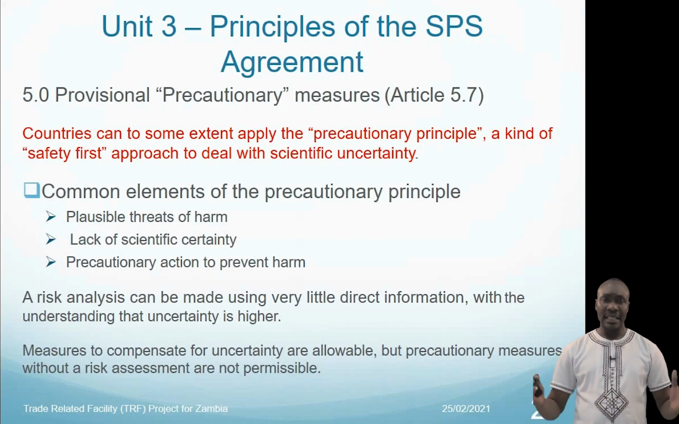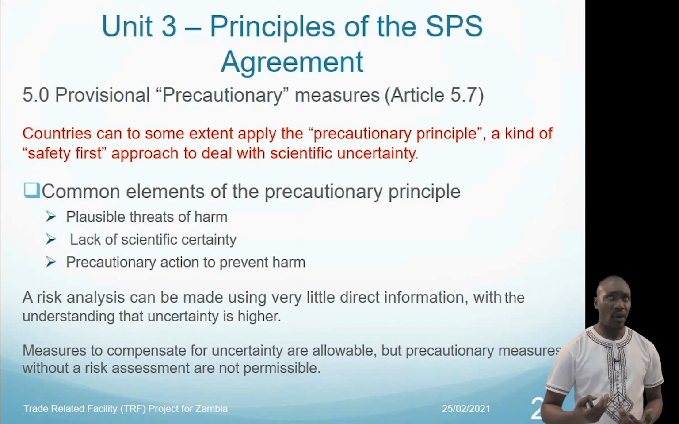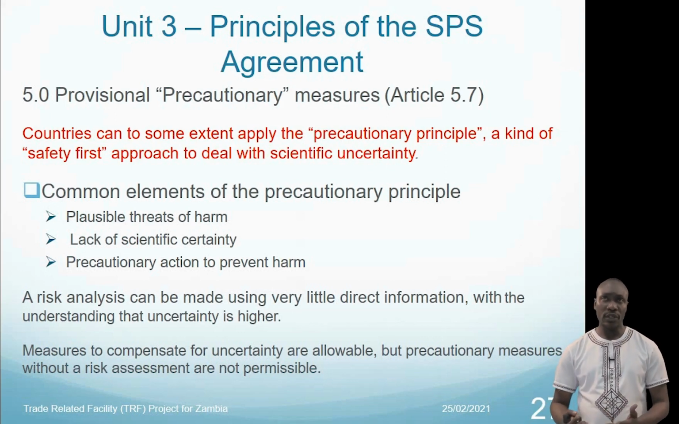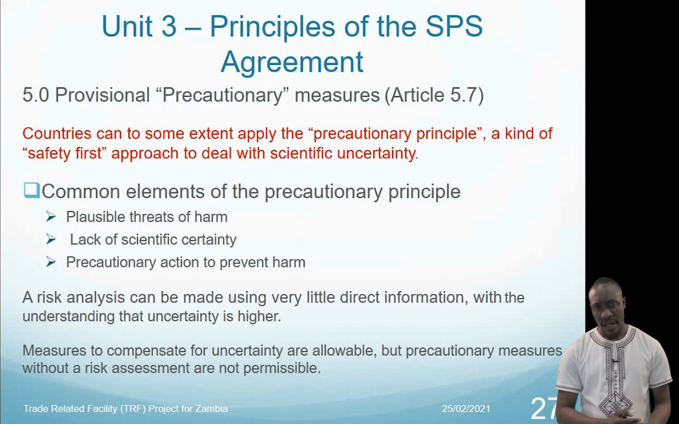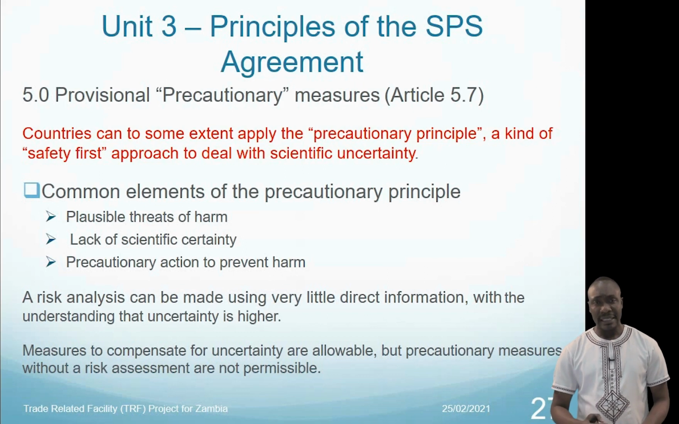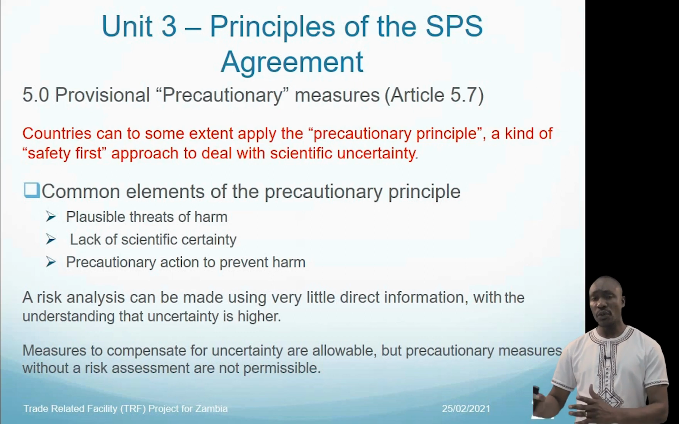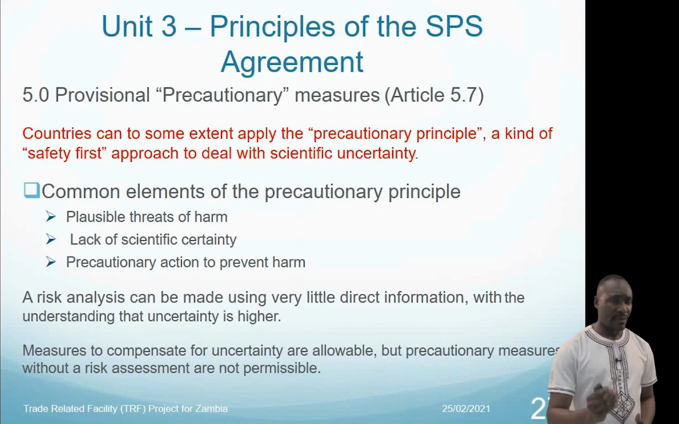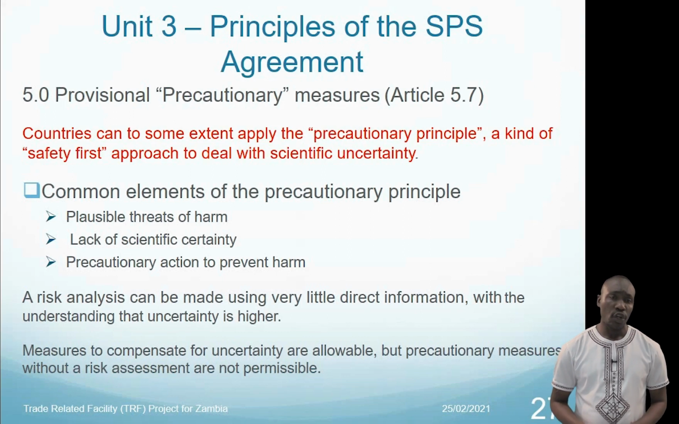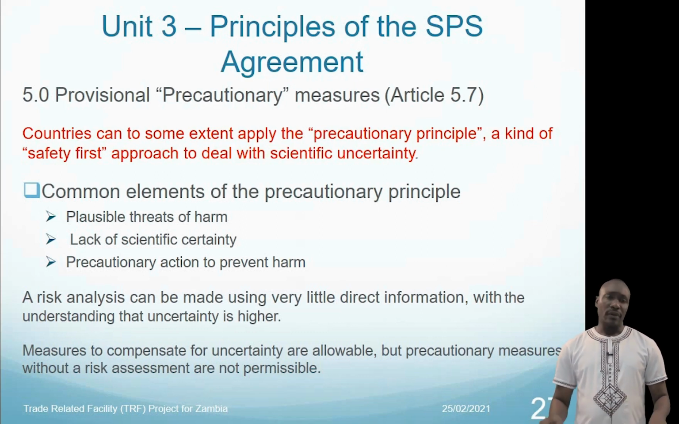If the uncertainty is high, the authority with which you apply your measures is compromised. So you want to reduce the uncertainty to as low as possible. But if you do not have a lot of scientific information, you can still forego that huge scientific uncertainty and move on to apply your SPS measures. But the common elements of the precautionary principle have got to be followed.